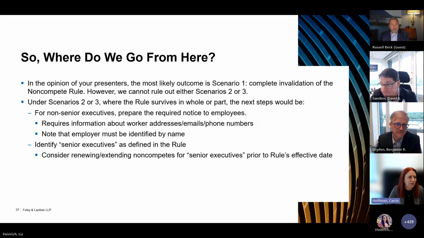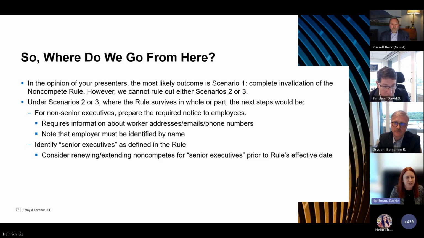And then everyone feel free to join in. Where are we going from here? I think we've all agreed that our most likely outcome is scenario one, which is that we all think the rule is going to be invalidated just on a whole host of reasons, some of which we couldn't get into today, but obviously can't rule out scenarios 2 and 3.